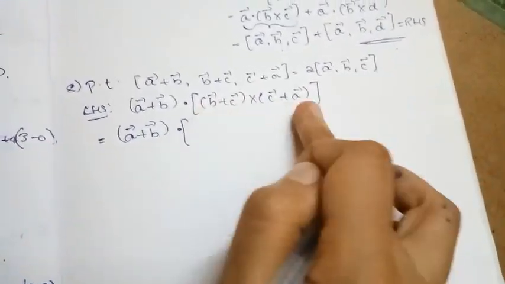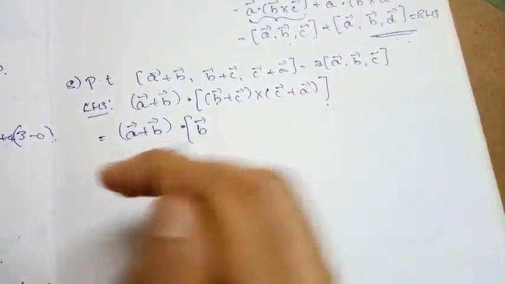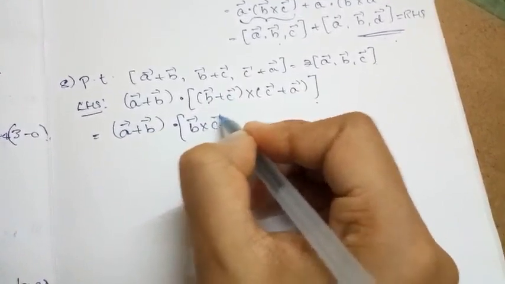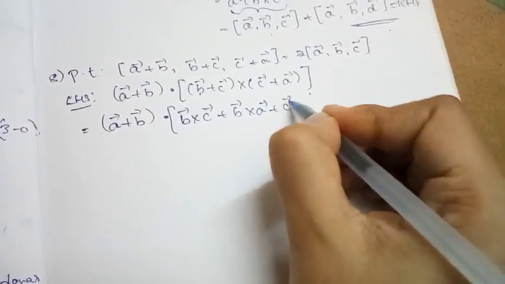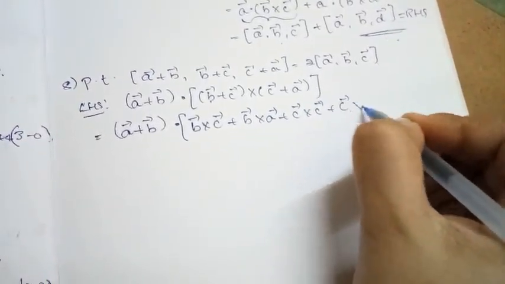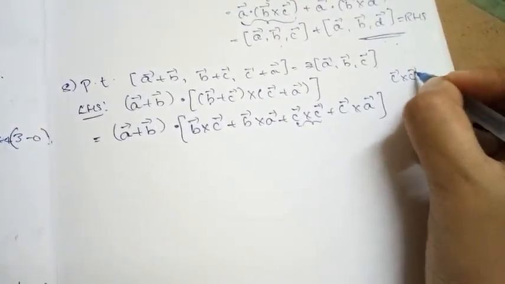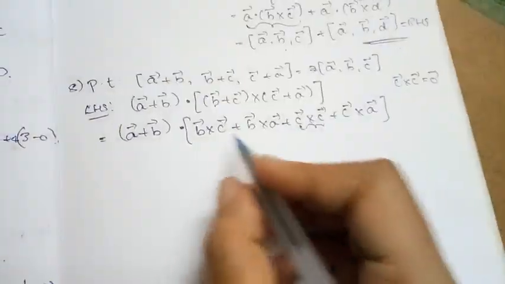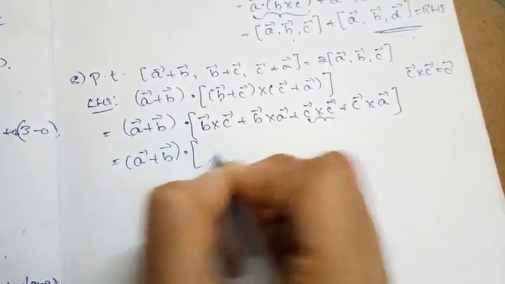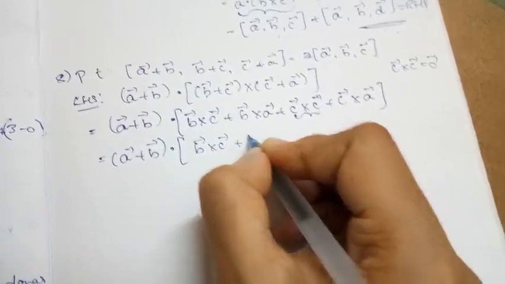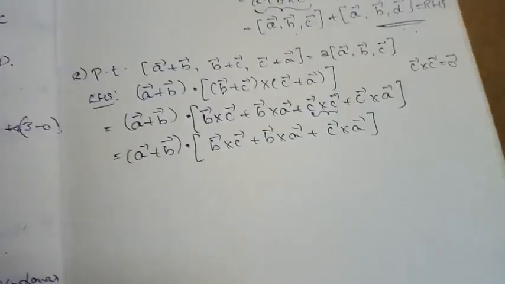Now I am multiplying this cross product out term by term. Vector B is multiplied to both the terms, vector C is also multiplied to both the terms. So it becomes vector B cross vector C plus vector B cross vector A plus vector C cross vector C plus vector C cross vector A. We know that vector C cross vector C is equal to the zero vector. So this becomes zero vector, and the rest three remain as they are. So (vector A plus vector B) dot (vector B cross vector C plus vector B cross vector A plus vector C cross vector A), because this becomes the zero vector.